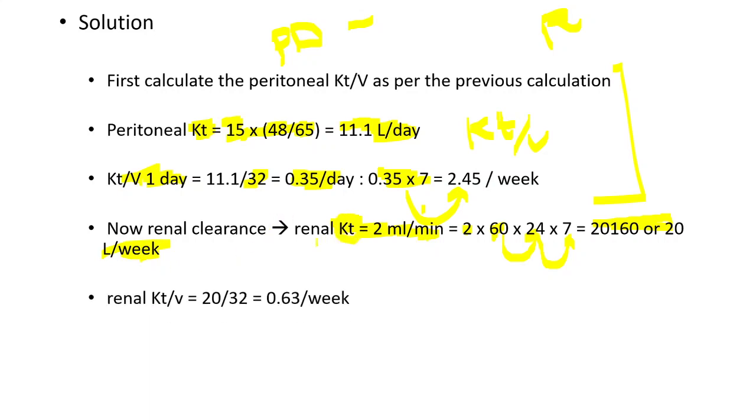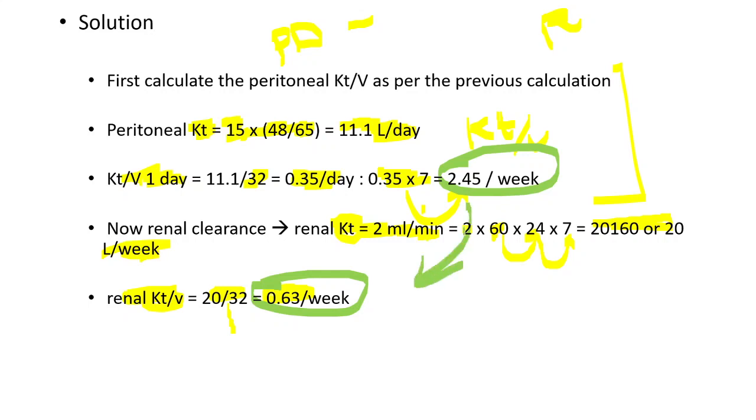It is only Kt. We have to divide it by V, for Kt/V. The formula remains the same. You should not miss V. Suppose if it is a spotter and your time is limited, many times you might miss this V. So 20 by 32 is 0.63. So in total, we are having 2 Kt/V values. One is residual renal function 0.63, one is peritoneal Kt/V. You just have to add it.